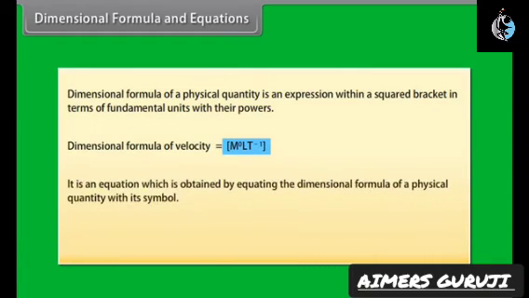A dimensional equation is obtained by equating the dimensional formula of a physical quantity with its symbol. Let us take an example. Dimensional equation of velocity is v = [M^0 L T^-1].